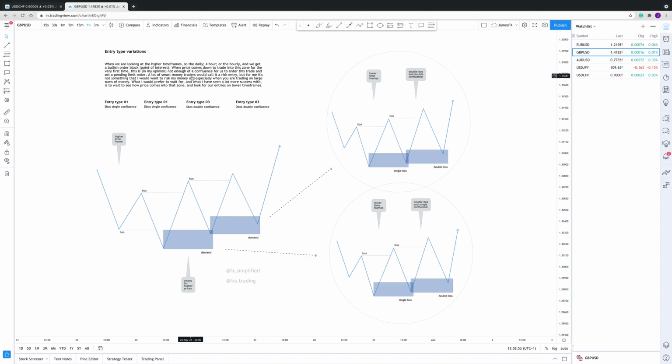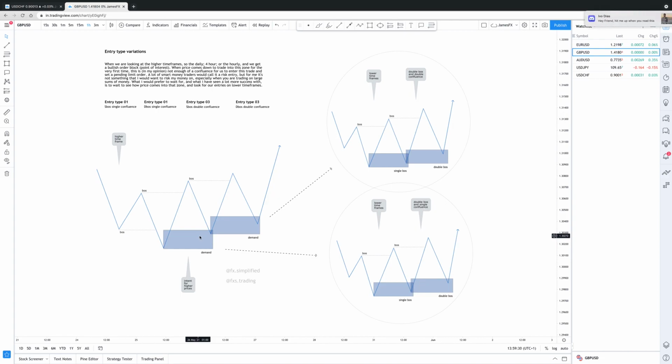Now a lot of smart money traders would call that type of entry a risk entry, but for me it's not something that I would want to risk my money on, especially when you start trading large sums of capital. What I would prefer is to see how price comes in, as I have had a lot more success, and I know a lot of other people have seen better success, with waiting for that lower time frame confirmation and seeing how price is delivered into this area. So that's why I would not be looking at any sort of risk entries.